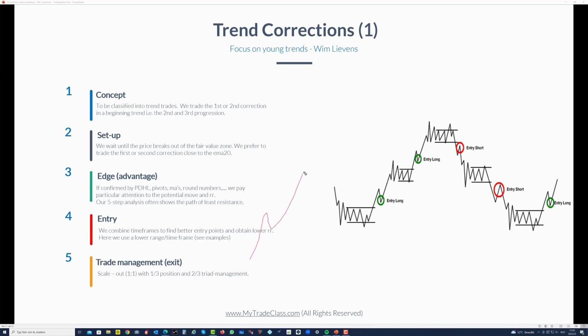So I'm just making this as simple as I can. If this is a move, just drawing this on here like this, and it goes like this, you understand, of course, that if you are able to enter in these first or second corrections, from a statistical and from a potential point of view, this is a lot better than trying to trade the 6th or the 7th correction. That is one idea.